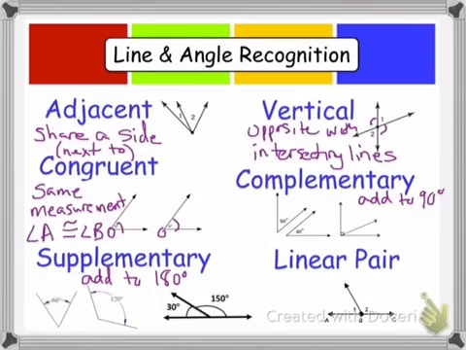Finally, we have a linear pair. It's kind of just what you would think. It's a pair of angles that create a line. We can also think about that they are supplementary, because a line is 180 degrees. So linear pair is always supplementary. Supplementary usually is a linear pair. If we see this example here where they're not connected, it's not a linear pair. But the second one is.